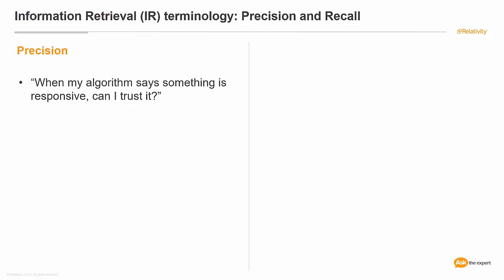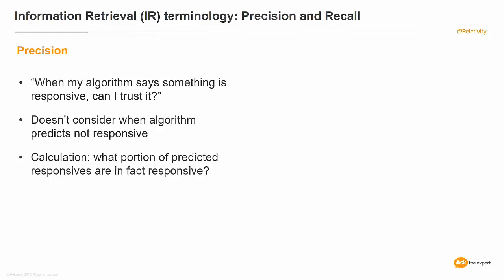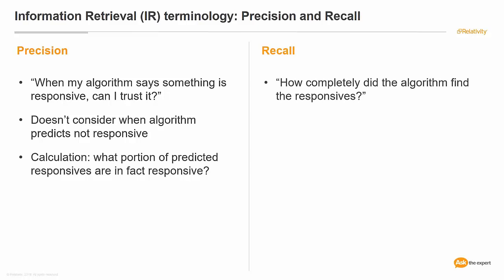Okay, so precision and recall are the two main tools that we've inherited from the overall IR, information retrieval, space. Precision says, when my algorithm says it's responsive, can I trust that decision? It only looks at when the algorithm says it's responsive. It doesn't look at all at what happens on the predicted non-responsives. To measure this, we look at all the documents predicted responsive, and we ask what portion of those are in fact responsive.